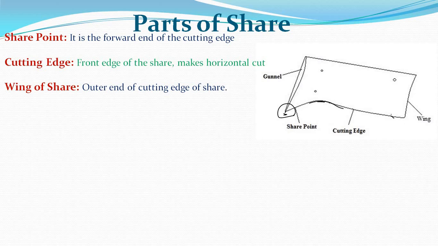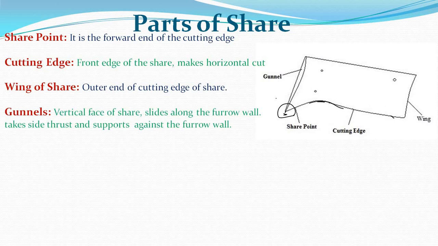Then the wing of the share. The wing of the share is the outer end of the cutting edge of the share, which generally looks like a wing. Then gunnels, which is the vertical face of the share, the portion which slides along the furrow wall. It takes the side thrust and supports against the furrow wall. When it's cutting, this line is the furrow wall, so it just touches the furrow wall. So this is called the gunnel.